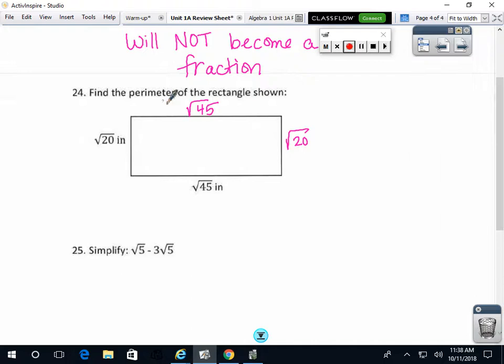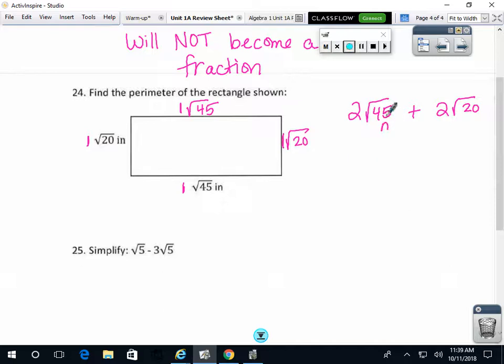Well, look, don't all of these have an understood 1 on the outside in the place of the coefficient? So aren't there technically 1 plus 1, 2 square roots of 45, and 1 plus 1, 2 square roots of 20? But remember, we got to add up all 4 sides. Well, can you add those? Well, not currently, because their radicands do not match. And to add or subtract, the radicands have to match. So what do we need to do? Simplify them.